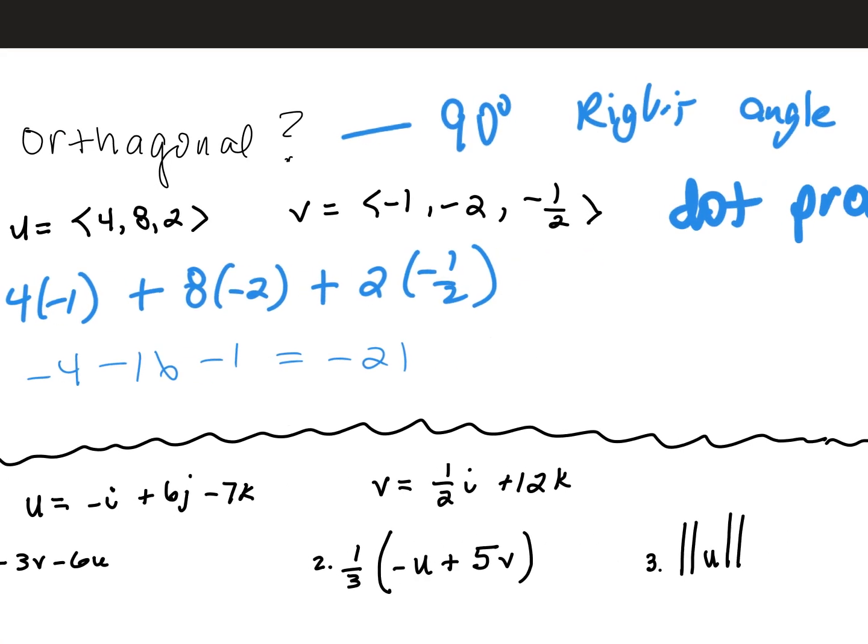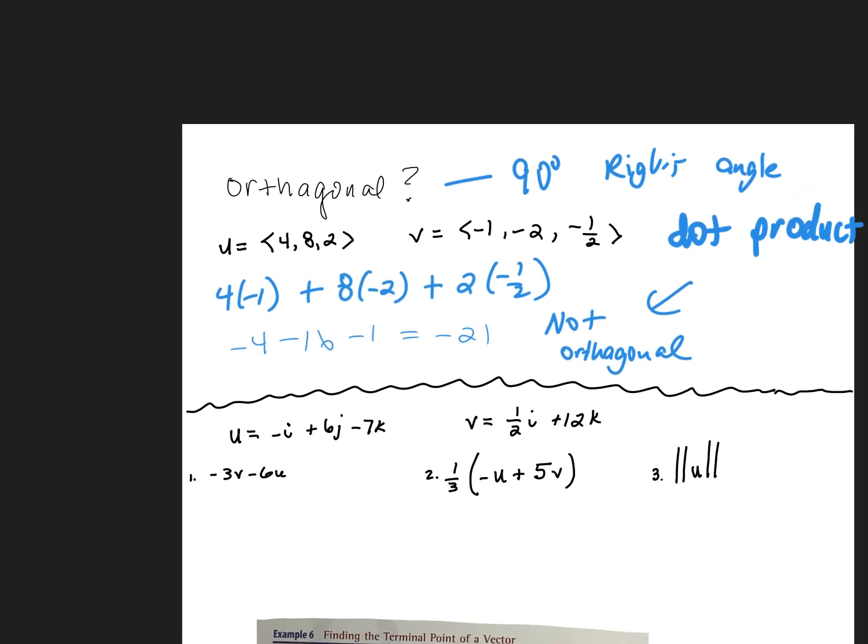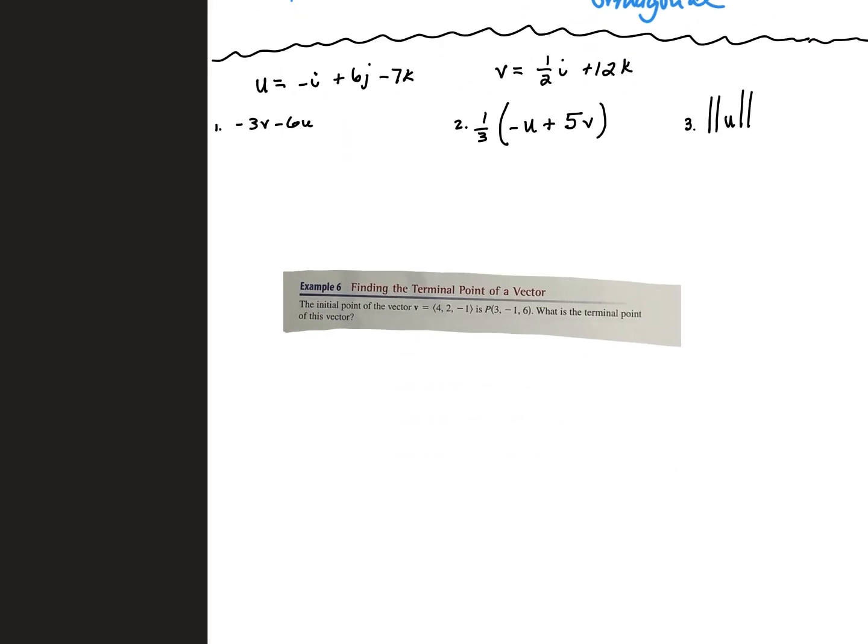In order for something to be orthogonal, the dot product has to be what? 0. So your answer to this question would be, nah, not orthogonal. But this is not really what I'm looking for. On a 10-point question, that's worth 2 points. I need to see you guys prove why it is or why it isn't. Does that make sense? All right, then we're going to do a couple of these down here. I just made these up, and then this last one, and we're done.